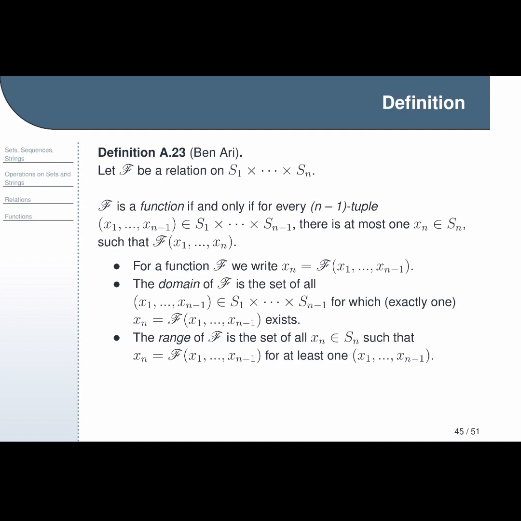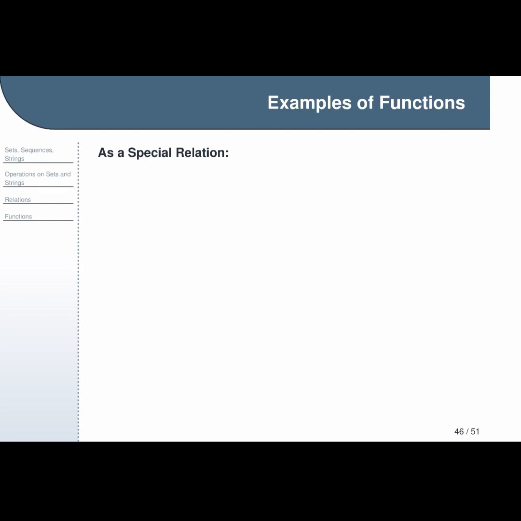On that note, let's look at a few examples of functions, mostly to give you a sense of how you might write a function or different ways of writing one depending on what they are. So first, we can think of a function as a special kind of relation, which means we could write it as a set, since a relation is a set.